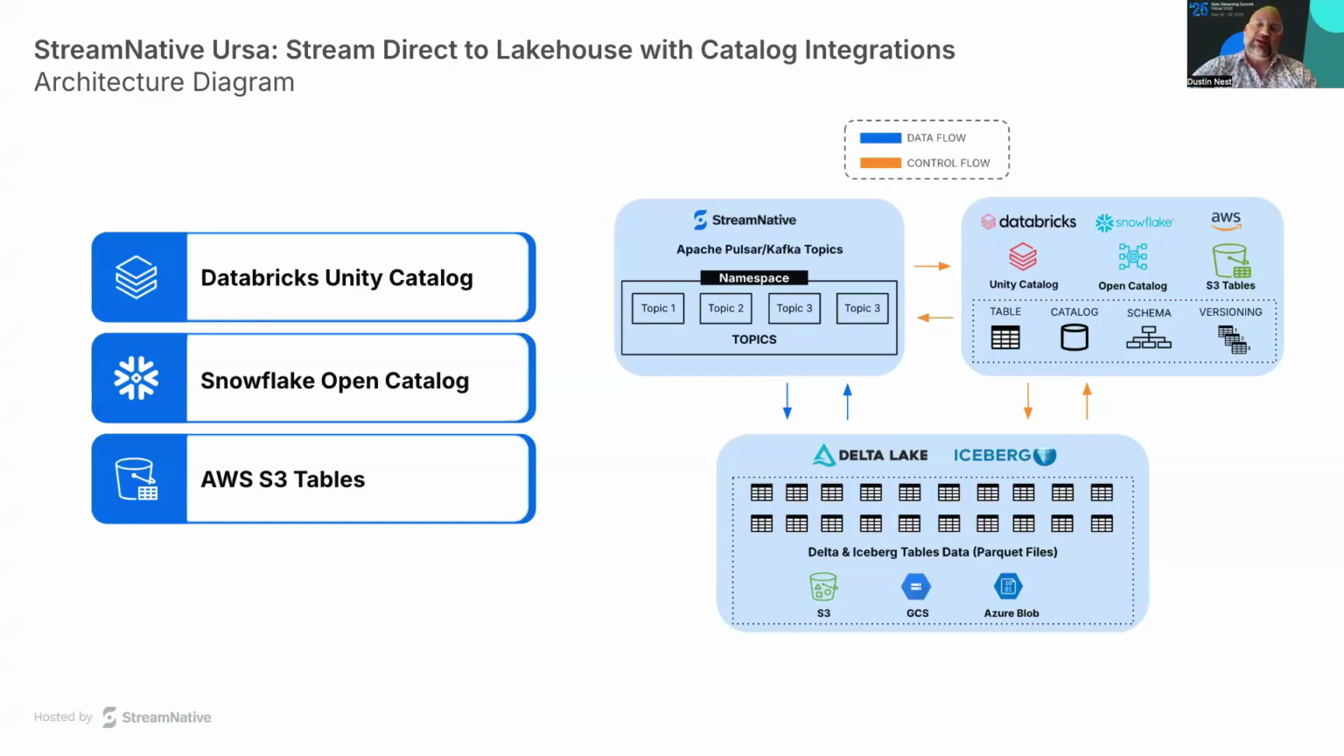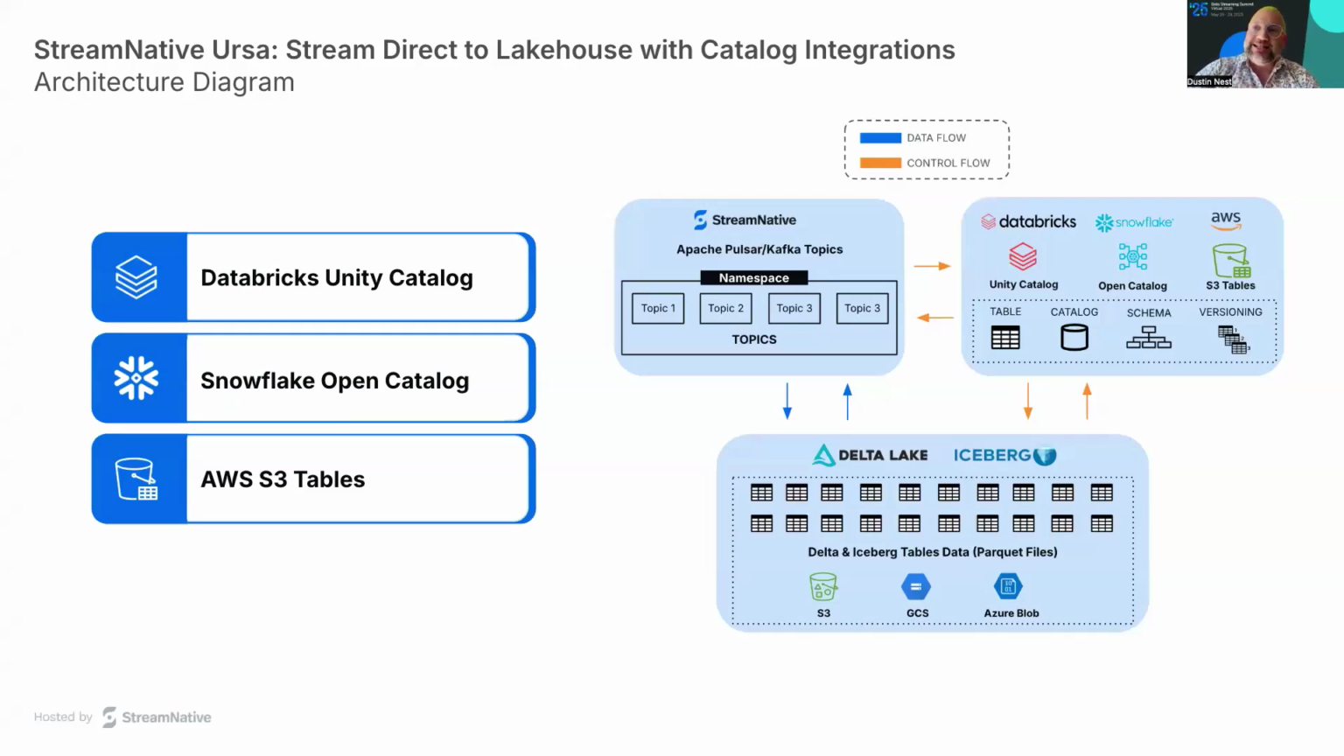But at the same time, we want other applications to be able to read that. So on the far right, we have Databricks, Snowflake, or AWS. And those are Unity Catalog, Open Catalog, or in the case of AWS, it's called Amazon S3 tables. To get that data out of those Parquet files, you don't want to have to manually go find where they're located, things like that. So the StreamNative cluster also reaches out directly from the cluster into Databricks, Snowflake, or AWS to register those tables inside of those catalogs. So it makes it much easier.